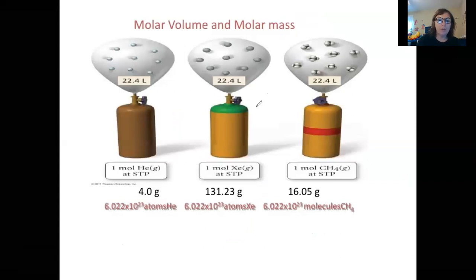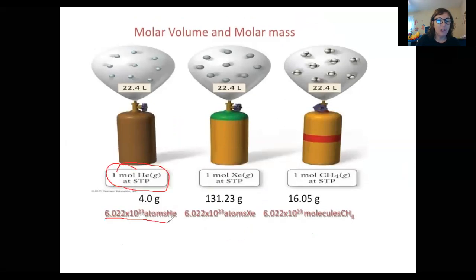There we go. So if I have 1 mole of helium, now remember 1 mole means 6.02 times 10 to the 23rd atoms. It's atoms because helium is an element. So if I have that many atoms of helium, that's 1 mole. Now, 1 mole of helium equals 4 grams. How do I know that? I look at my handy dandy periodic table, and here's helium, 4 grams. And it takes up 22.4 liters of space.